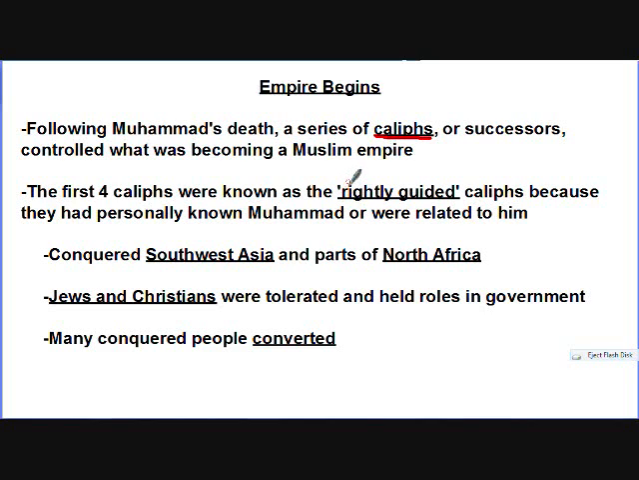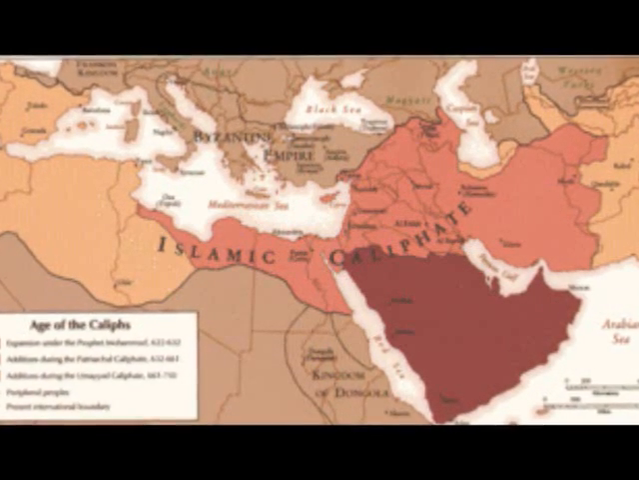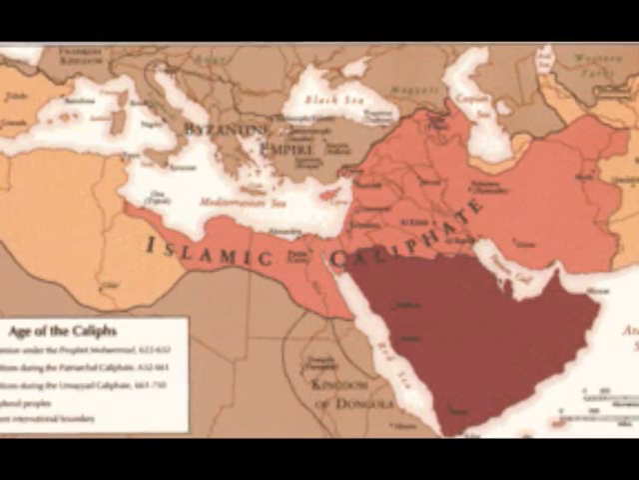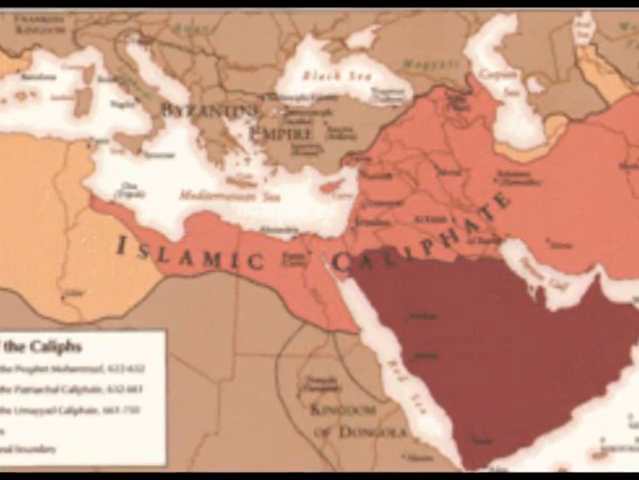Okay, so they are rightly guided caliphs because they are personally close with Muhammad, or they're actually physically related to him. So the first 4 caliphs are all direct descendants of Muhammad, or at least very close to him. These 4 caliphs are going to conquer Southwest Asia and parts of North Africa. They're going to spread the religion just like we talked about in the 8B video.